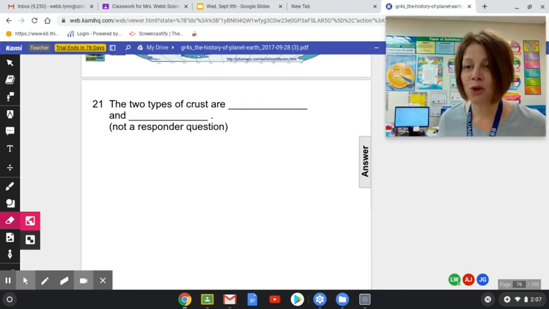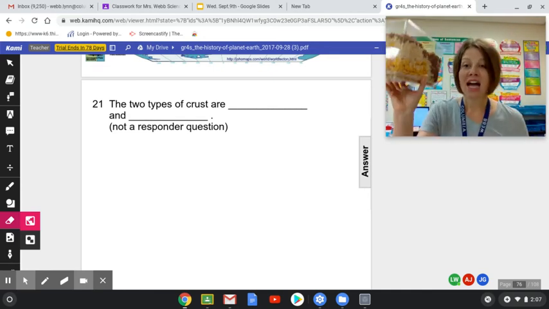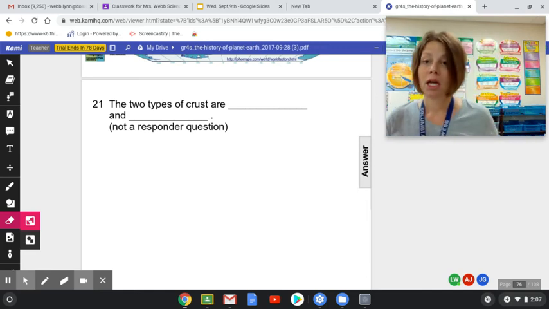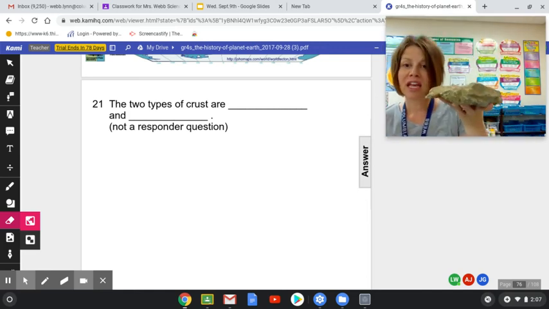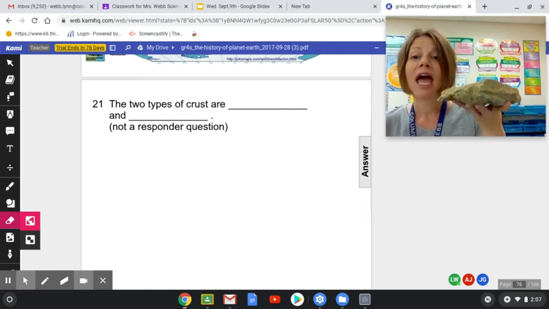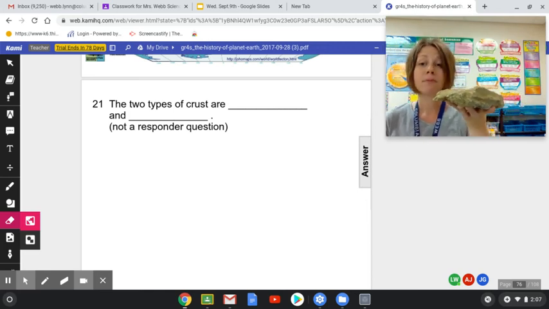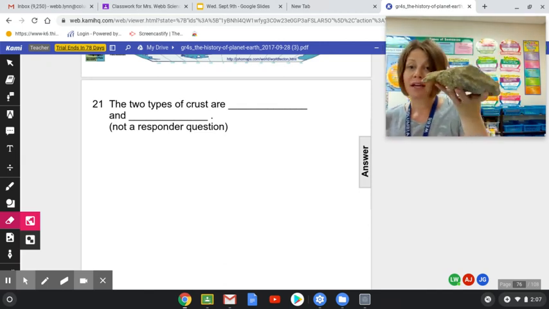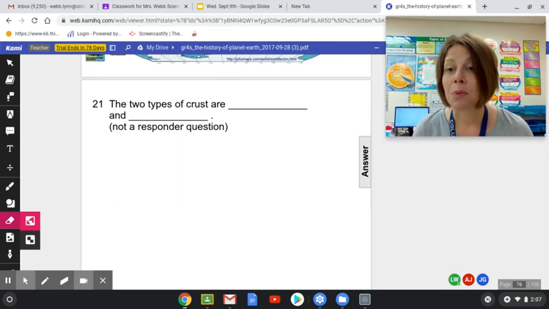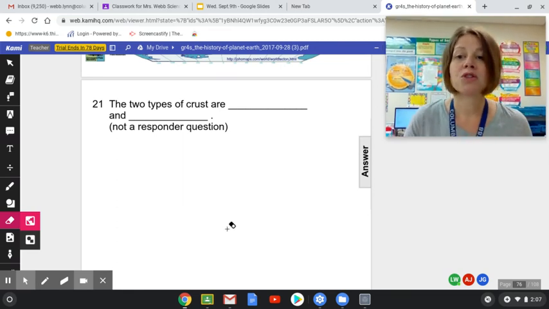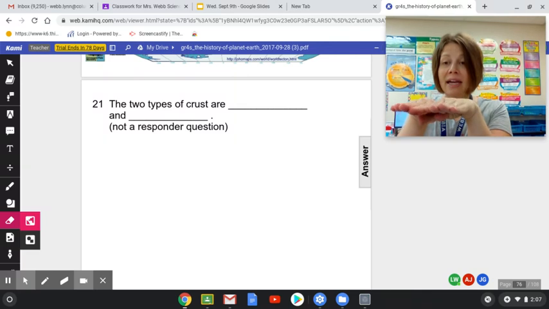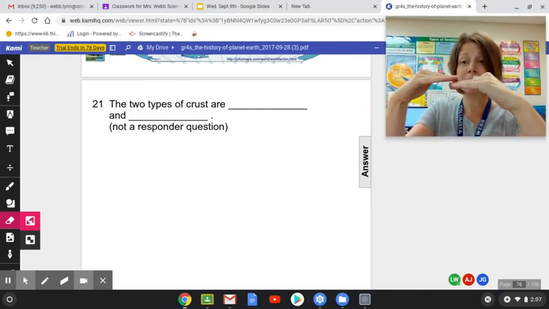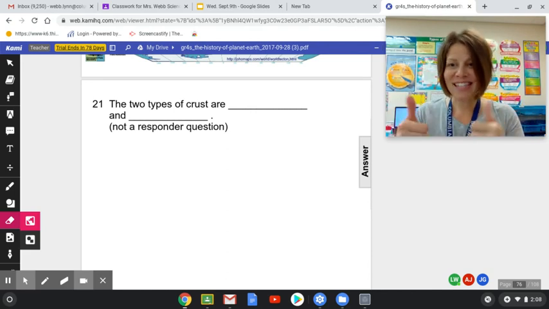All right, so let's review one moment. Continental: thick, light, old. Oceanic: thin, dense, heavy, and new, and it's found at the ocean floor. So we've got those two differences. Then we have the movement. Let's go through the movement. Transform, slide. Divergent, divide. Convergent, collide, and sometimes subduct. All right, science rocks.